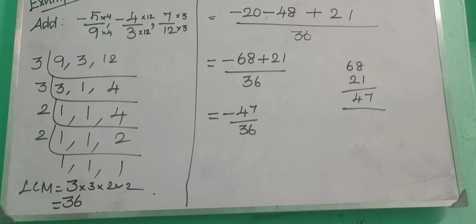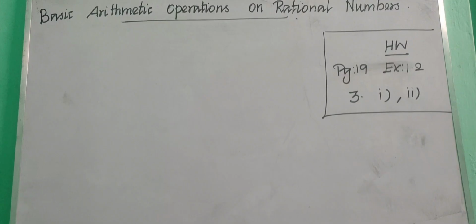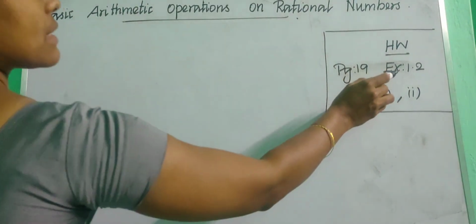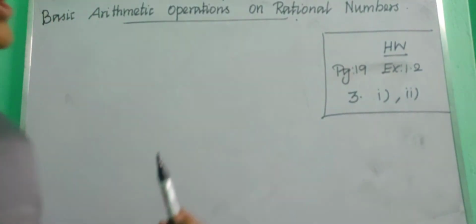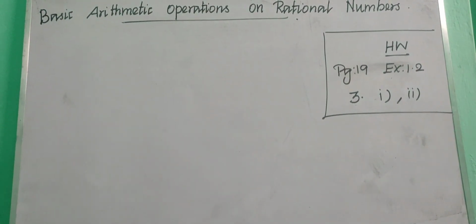So let me give you homework. Today's homework is from exercise 1.2, third sum, on page number 19. From the third sum, 1 and 2 are your homework, okay children. So do your homework properly, okay, thank you.